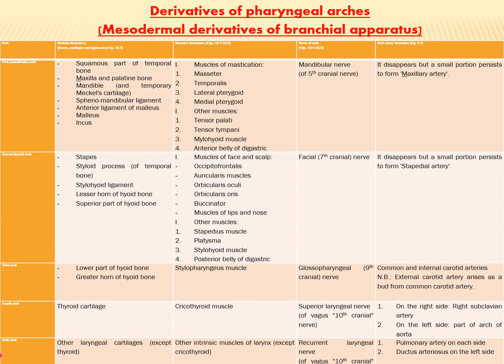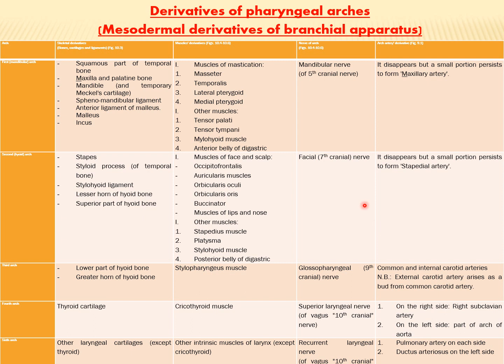The sixth arch give rise to the other laryngeal cartilage except thyroid. Muscular element here give other intrinsic muscle of the larynx except the cricothyroid, supplied by the recurrent laryngeal nerve of vagus. The sixth pharyngeal arch gives the pulmonary artery on each side and ductus arteriosus on the left side.